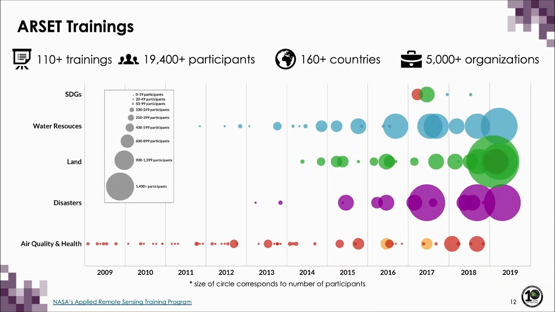This is the statistics of how ARSET has done in the last 10 years. This is our completing 10 years of trainings. And as you can see, these are the themes, these are the years, and over the years, we have reached out to about 19,000 plus participants from 160 plus countries with many, many organizations. And overall, 110 plus trainings have been given in these years.